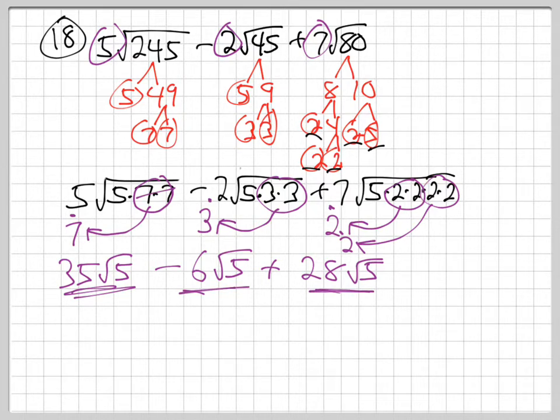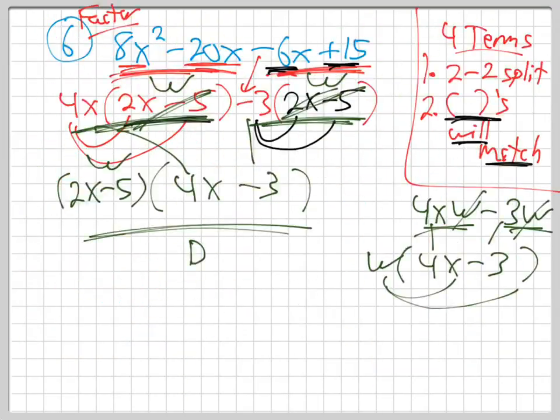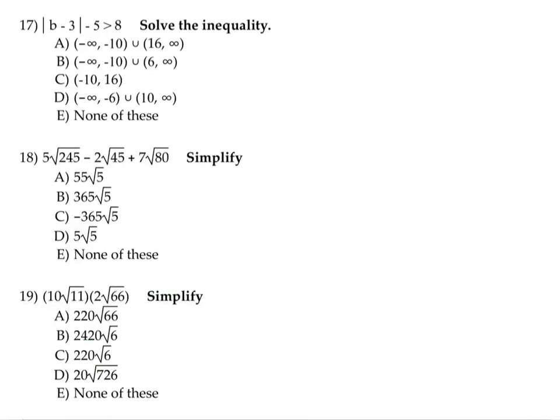So now all the simplifying is over. Now we can combine like terms. See how they're all roots of 5? They're all like terms. So we can just take our calculator: 35 roots of 5, take away 6 roots of 5, add 28. 35 minus 6 plus 28 is 57 roots of 5. When we go back to look for that one, we're going to find something disturbing. It's not here. It's none of these. So that happens.